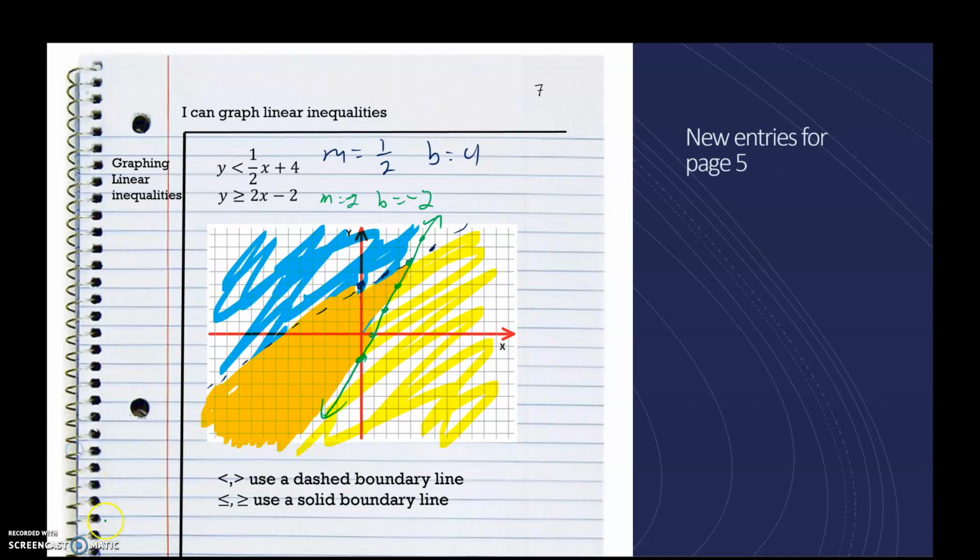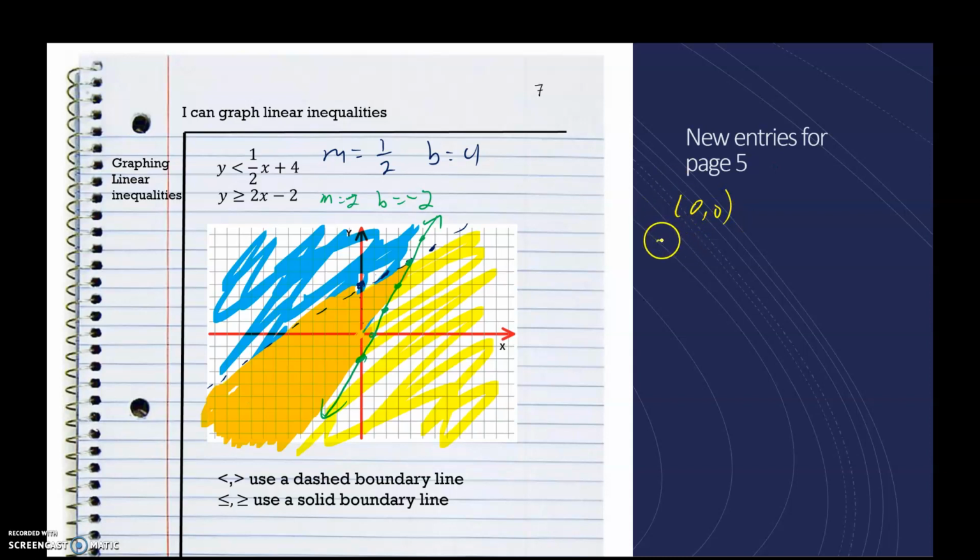So what I'm going to do over here in yellow is pick a point that's inside here, and it should work for both of them. Well, the origin is inside. So I'm going to pick the origin, the point 0, 0, and it should be true for both of them.